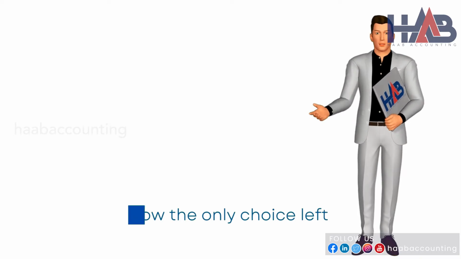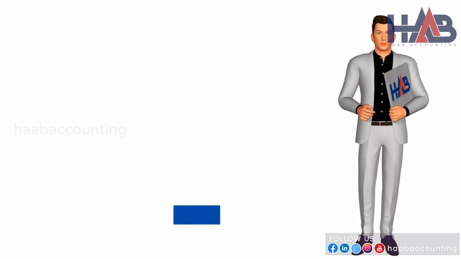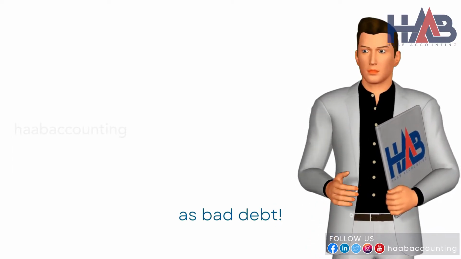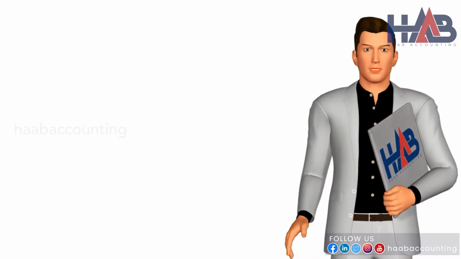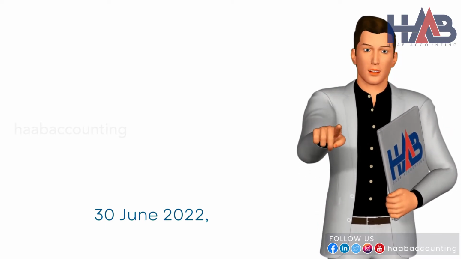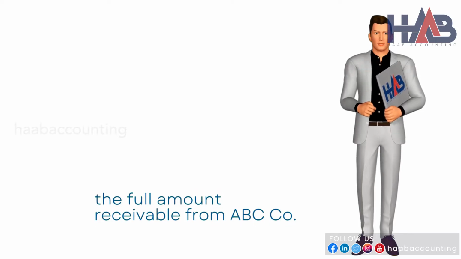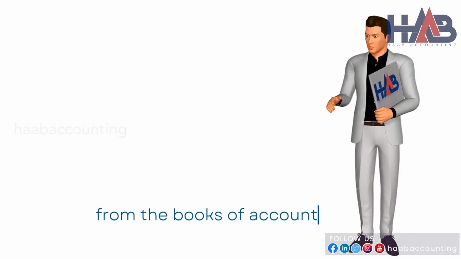Now the only choice left for the supplier Hob Trading is to write off the entire amount as bad debt, since the customer ABC Company refused to pay the debt. So on June 30, 2022, the supplier Hob Trading decided to write off the full amount receivable from ABC Company from the books of account.